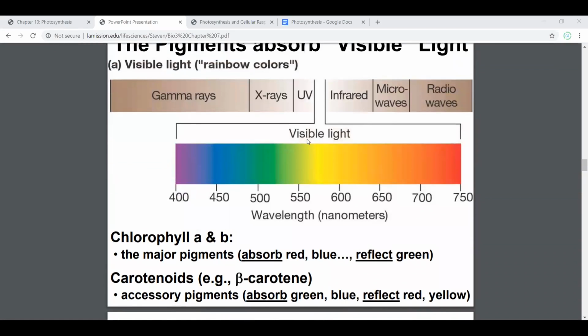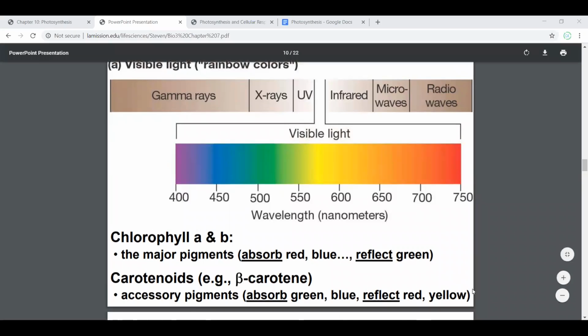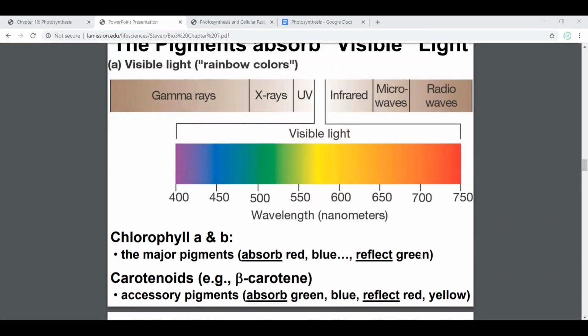So now let's talk about what actually absorbs this light. So we have what are called phytopigments. So if you know what pigments are, they're kind of like colorations. So for example, if you have darker skin, then you probably have a higher concentration of a pigment called melanin. And this melanin is what actually makes our skin dark.